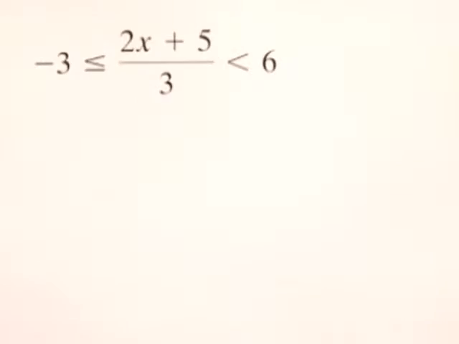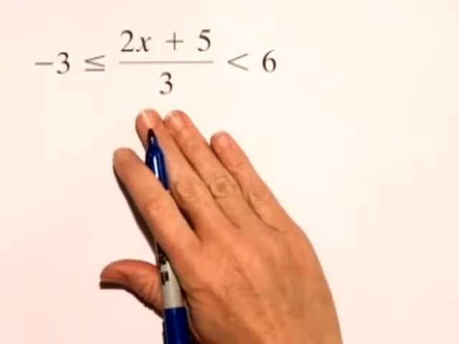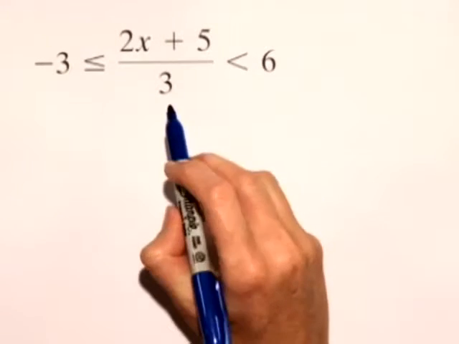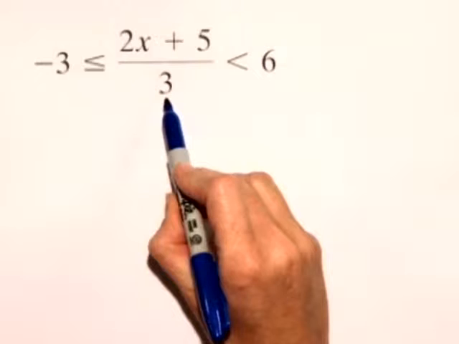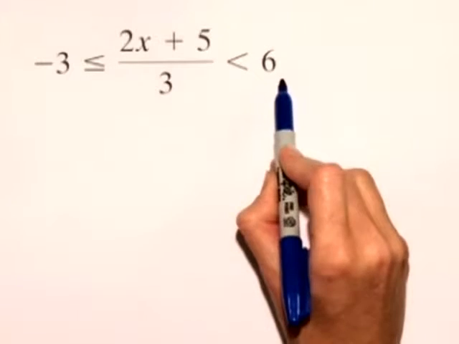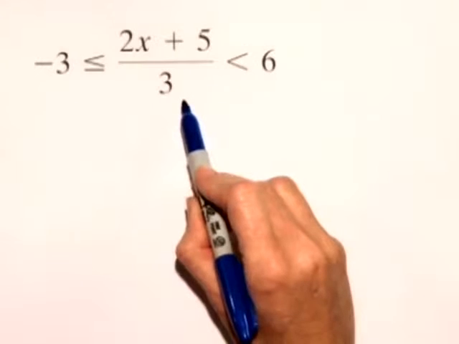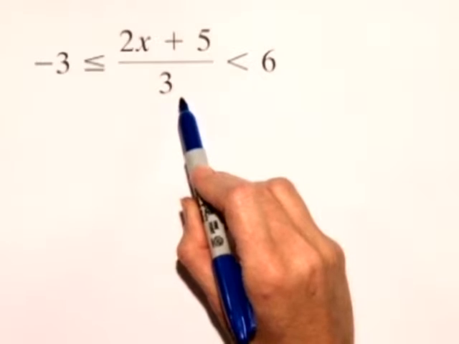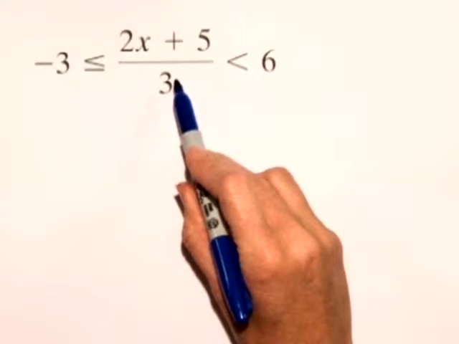We're going to solve a compound inequality. After we solve it, we'll write the solution set in interval notation as well as graph the solution on a number line. So we have this compound inequality, and notice we have a 3 in the denominator. So the first thing that we can do is multiply all 3 parts by 3 in order to clear the fraction. Remember, the idea in solving a compound inequality is to isolate x in the middle.